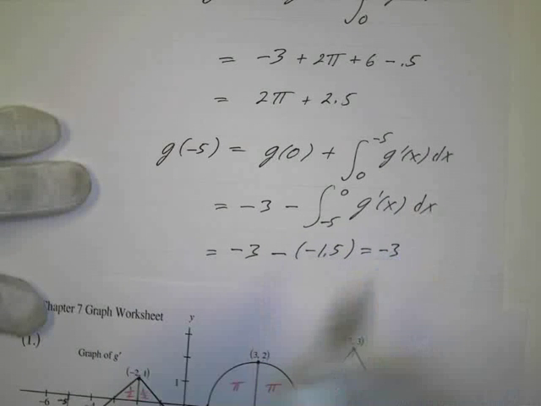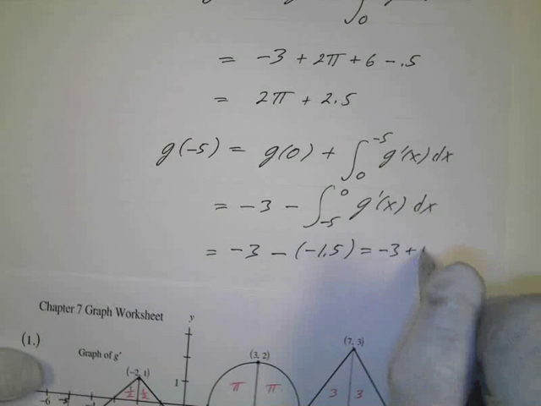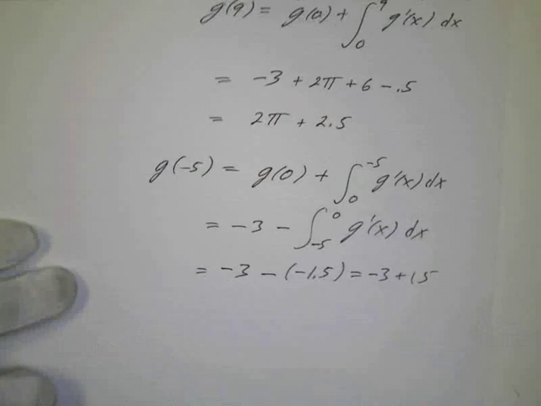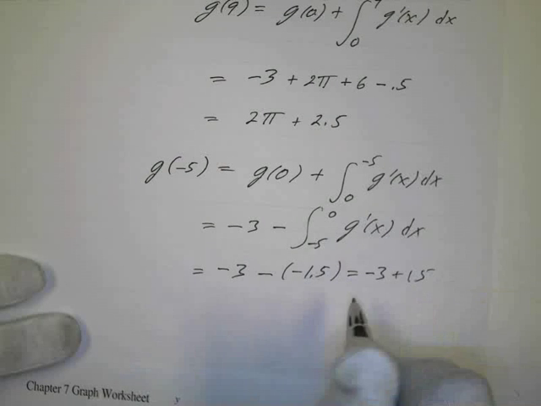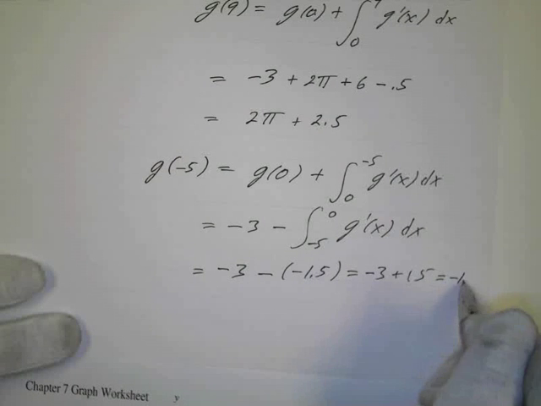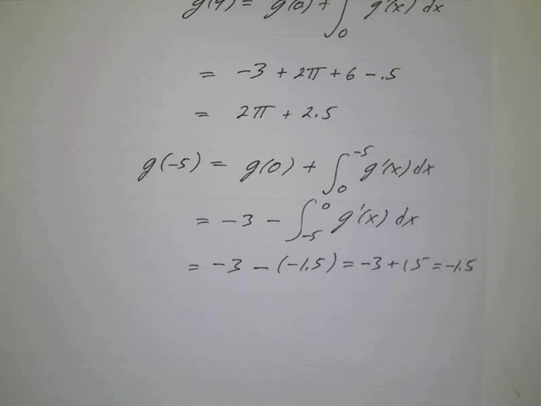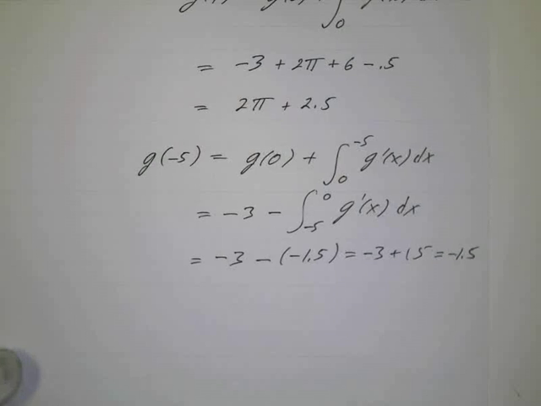Well, that's the same thing as negative 3 plus 1.5, and that's the same thing as negative 1.5. Okay? So that's all you have to do. As long as you can do your arithmetic, you're okay.